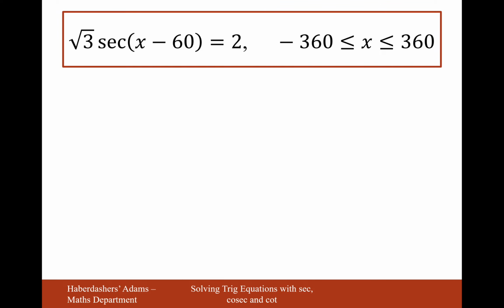So in this one here, first thing I need to do is keep my calculator in degrees mode and take away 60, because my angle is x minus 60.